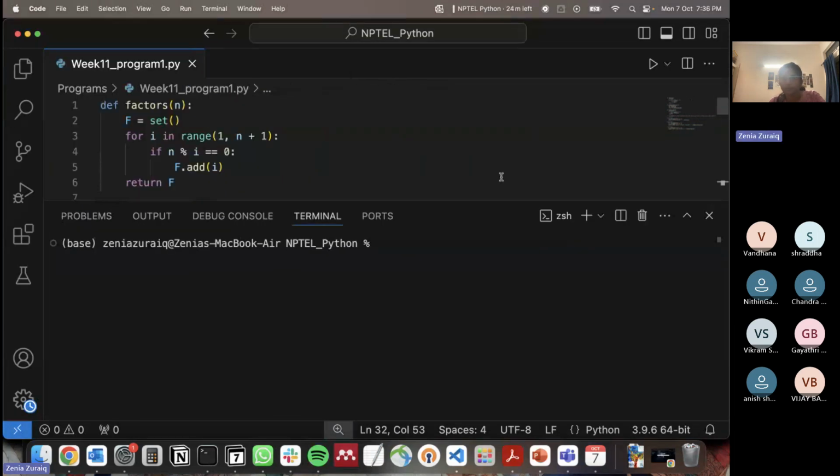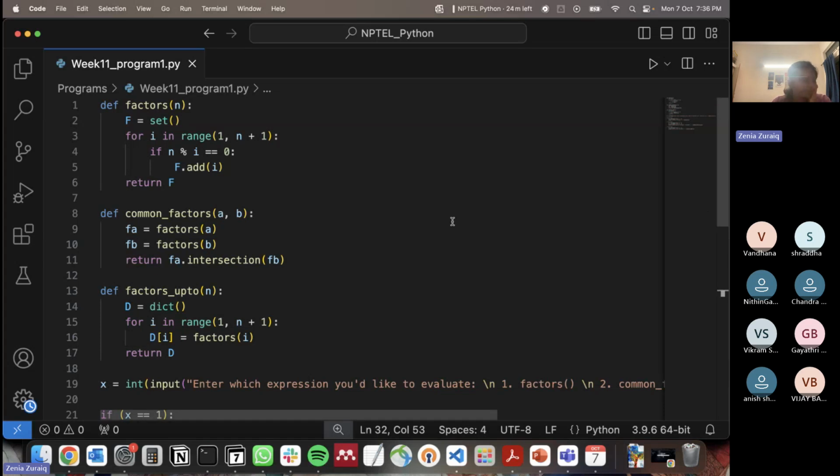Okay. So, as was said, you have to write three functions, and the second two functions have to actually use factors, right? That was the way that it was said. Okay, so it's not very difficult. As you can see, we are just defining factors, for i in range 1 to n plus 1, because a number is always a factor of itself. So, we always have to check the number also. We are just checking if n mod i is equal to 0. Modulus, if any of you don't know, just takes the remainder. So if the remainder is 0, you know that it's a factor. So that's what is done here.